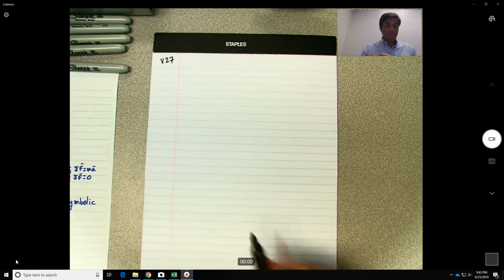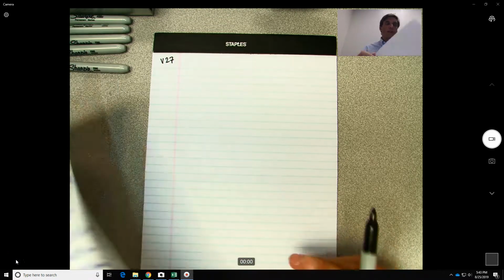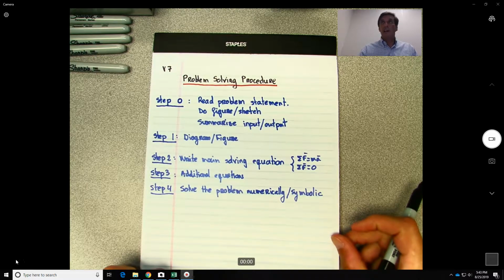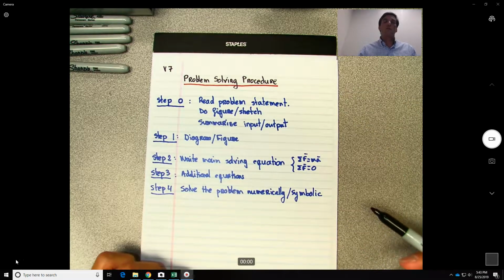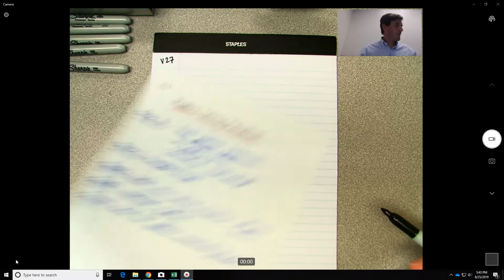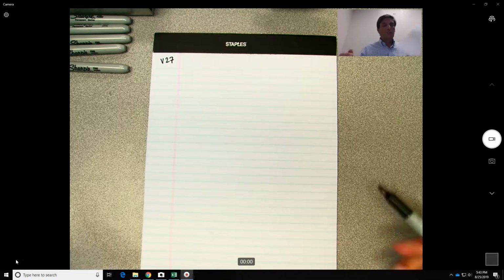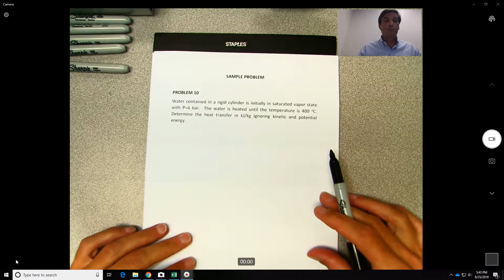Okay guys, so we're going to do a problem today. You have seen this one many times, so I always try to follow this procedure when I solve every single problem. So this is the problem over here, problem number 10.